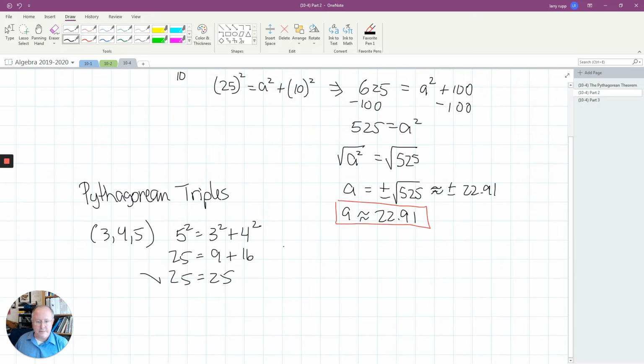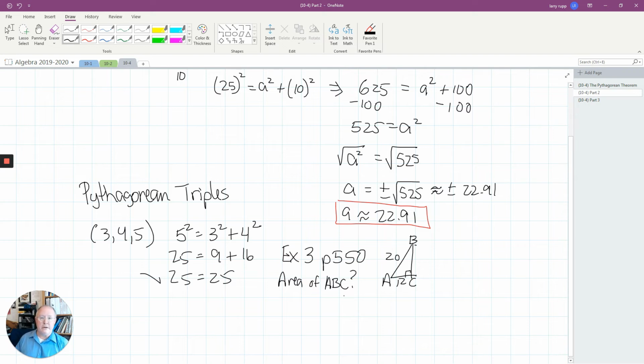Let's do an example then. Example 3, on page 550. They have a triangle here that looks like this, and the endpoints are B, A, C. This is a right angle. This is 20. This is 12. And it wants to know the area of this triangle, area of ABC.